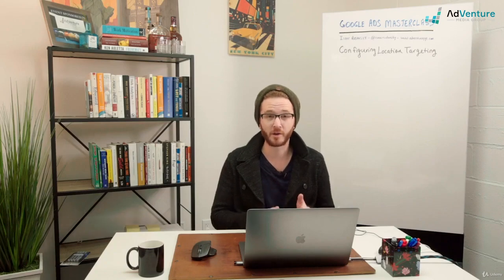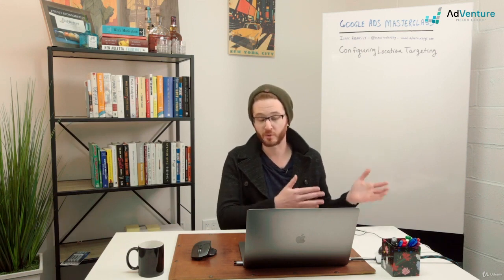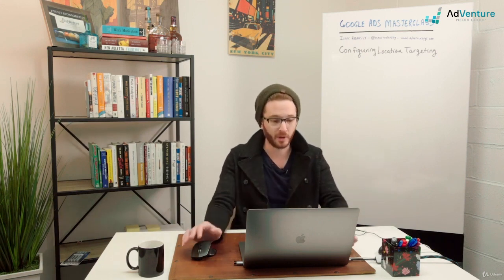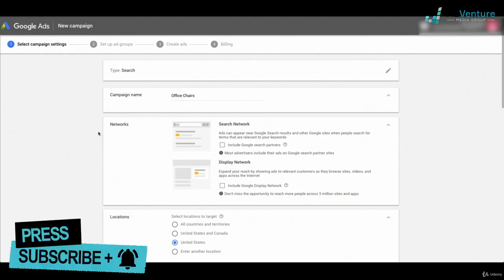In this lecture, we're going to configure location settings as we're creating our very first Google Ads campaign using some of the principles and strategies we spoke about in the very previous lecture. So let's jump back into the computer. Here we have, again, our Google Ads introductory page where we're creating our first campaign.